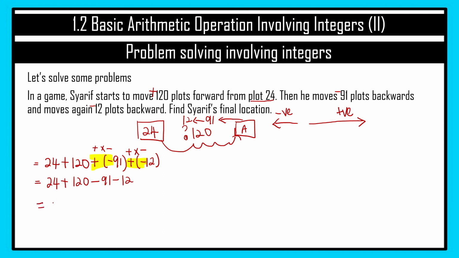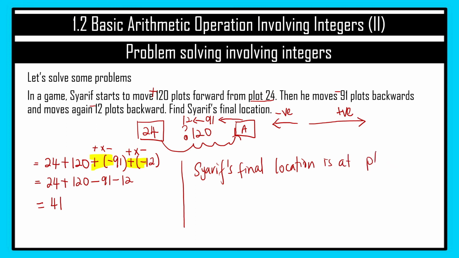Alright, so use your calculation. Did you get 41? Okay, if you get 41, very good. So it means that Sharif's final location is at plot 41.